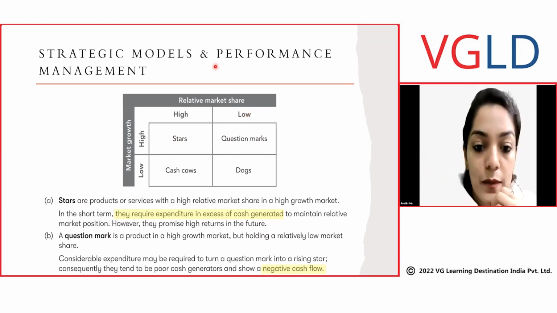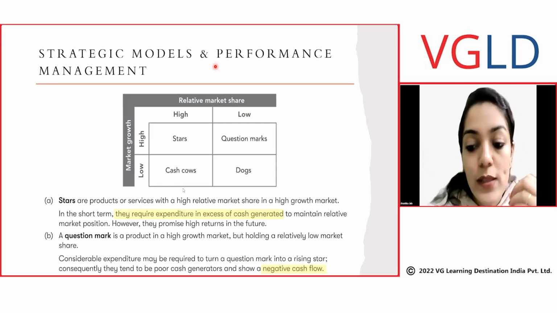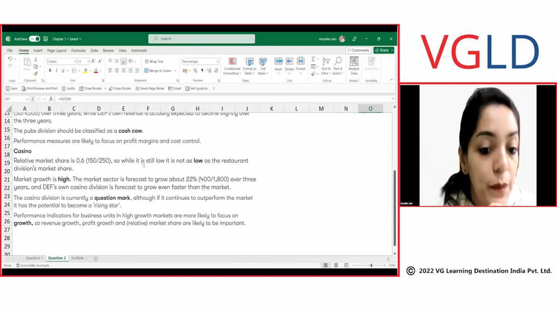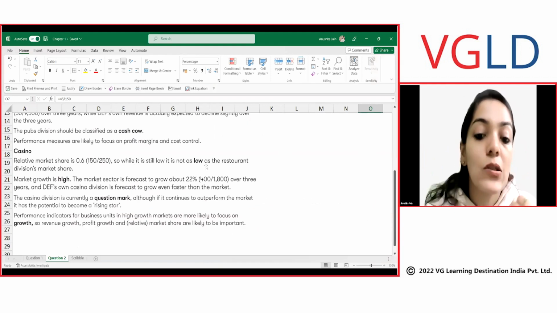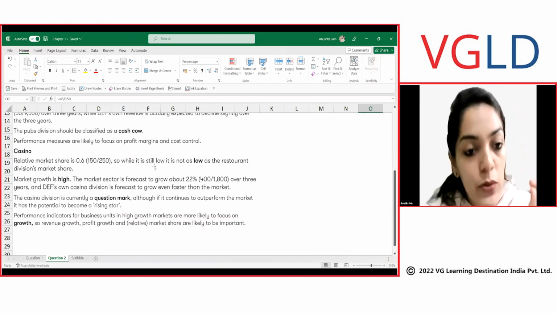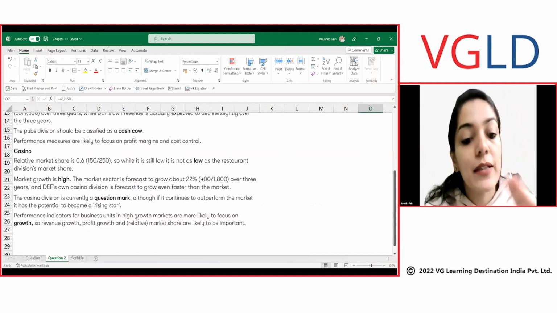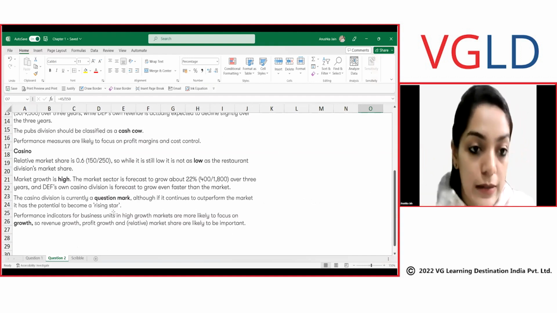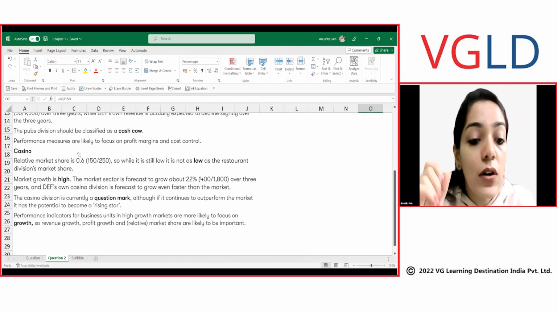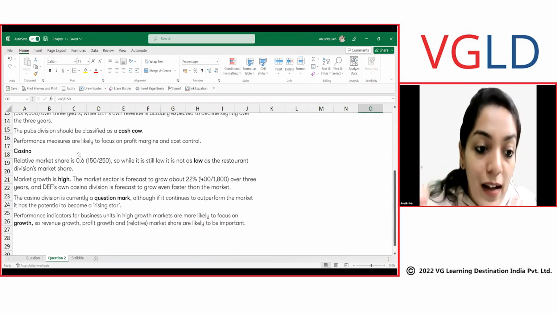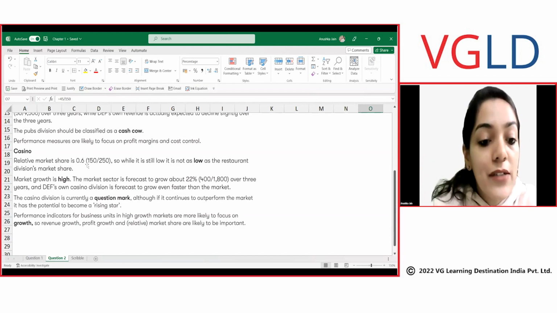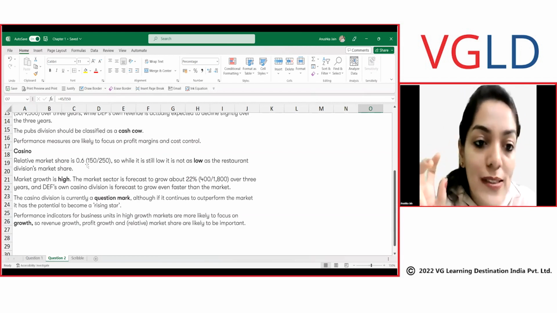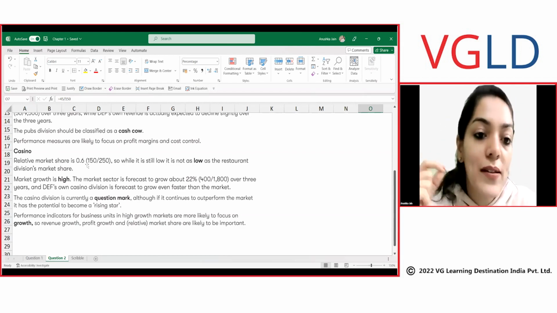because if you look at the answer now, what was the market share we were getting? We were getting a market share of 60%. So while it is still low, it is not as low as the restaurant. So it's okay to classify it as a star, but you can also call it a question mark and a potential to become a rising star. Because market share is not higher than 1. Are you understanding the point I'm trying to say? Relative market share is high, but it's not higher than 1. So that is why that confusion is arising whether to classify it as a question mark or as a star.